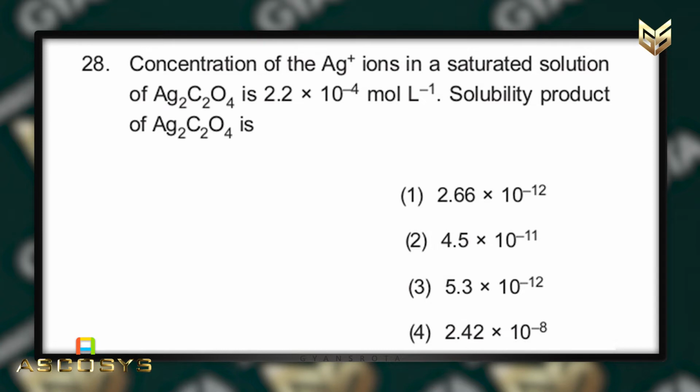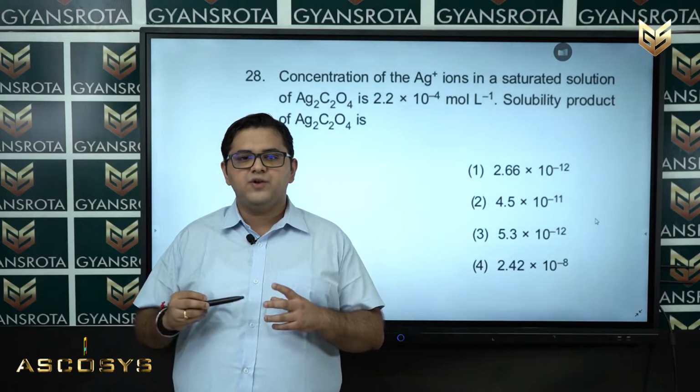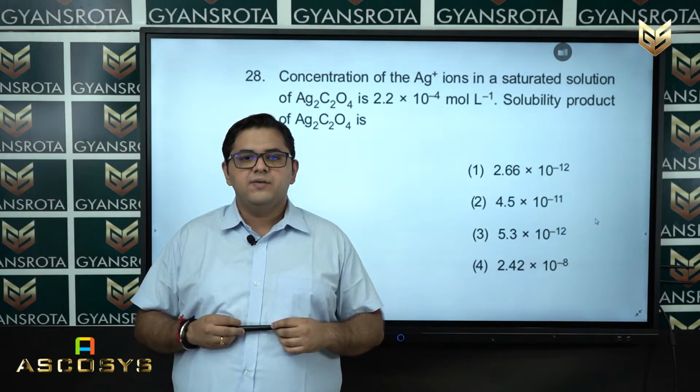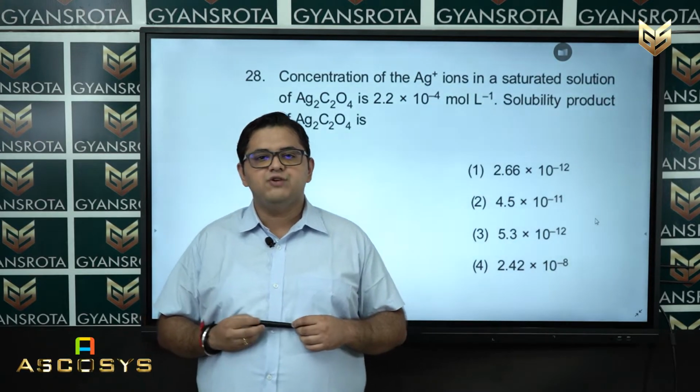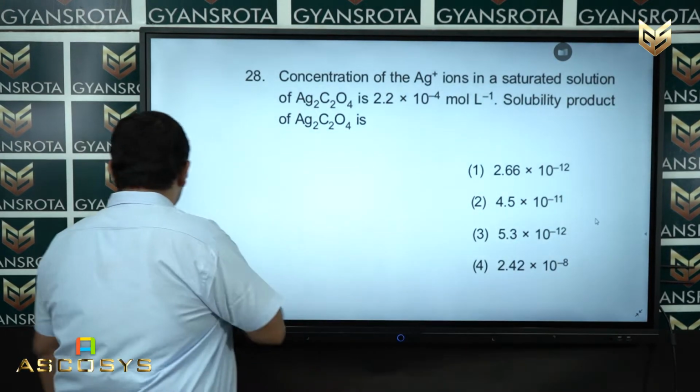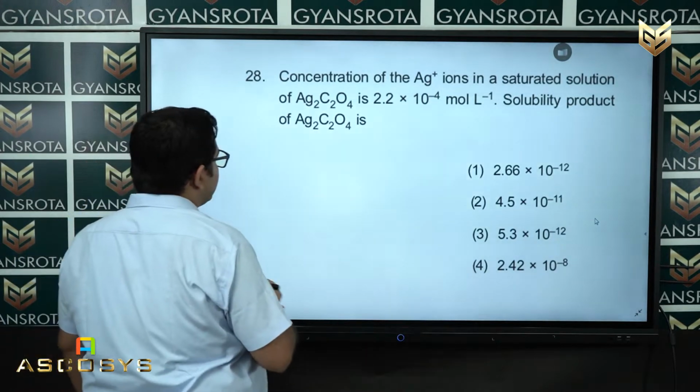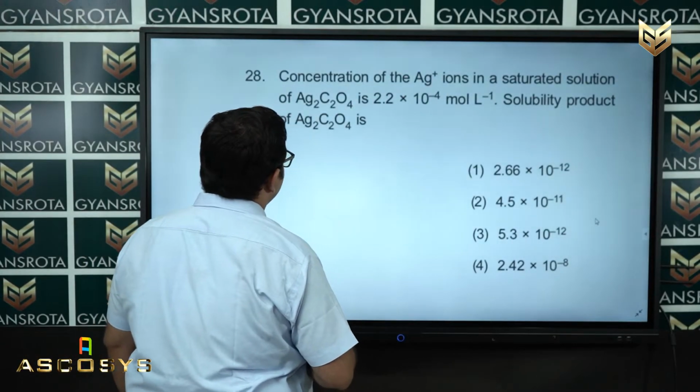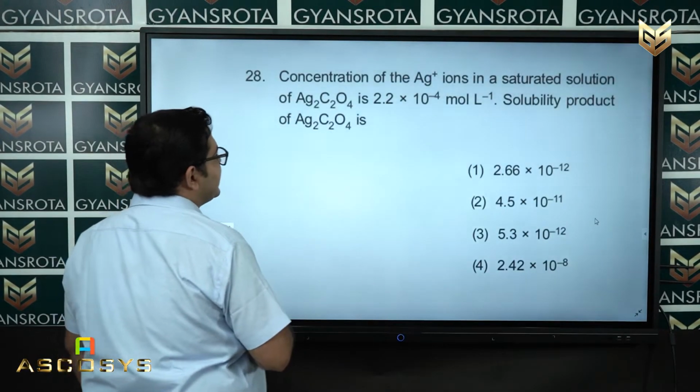So, the concentration of Ag+ ions in a saturated solution of Ag2C2O4 is 2.2 × 10^-4 mole per liter. So, the solubility product of Ag2C2O4 is? Now we are moving to the solution part. This question basically comes from your equilibrium chapter of your class 11 NCERT.